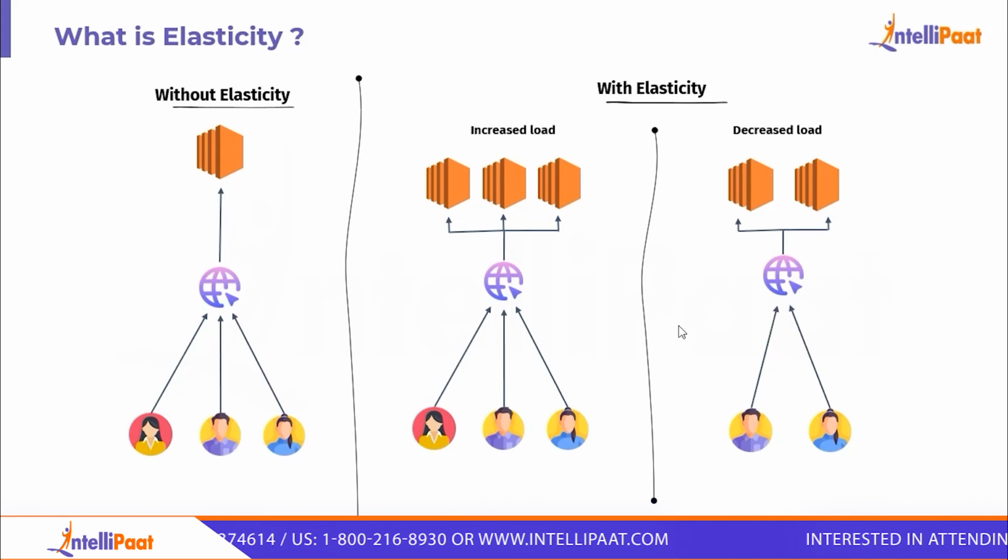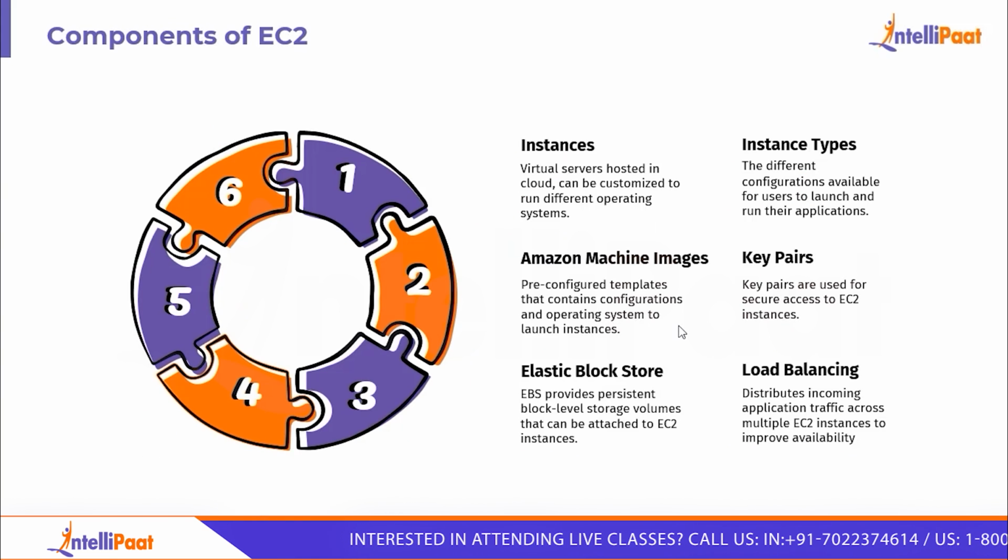3 users, 3 servers at the backend. And for example, when the load is decreased, 1 user disconnects. Now 2 users, 2 servers. So this scaling from 3 to 2 automatically happens without any manual intervention. Now, when we talk about some components of this EC2 service, let's start with the instances. Think of instances as the heart of EC2.